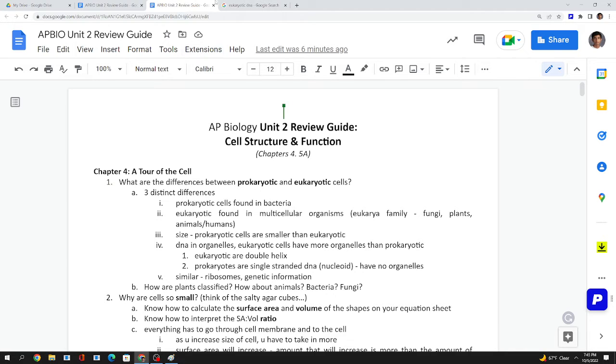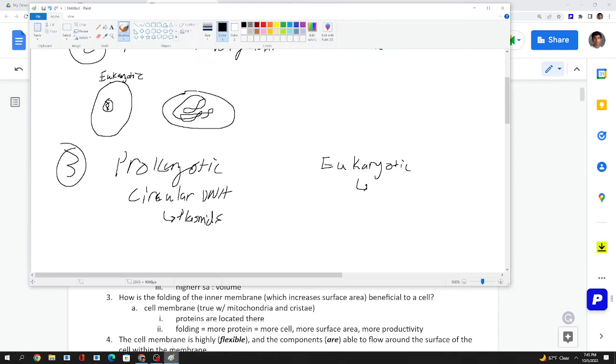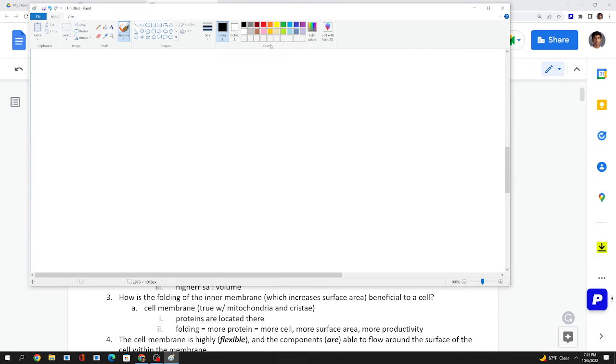Okay. Next, why are cells so small? So if you were to look at a human and compare the human cells to an animal cell that's way larger than a human, let's say an elephant. This is a question that was a concern for a lot of scientists a long time ago. Now it's kind of common knowledge in the biology community.